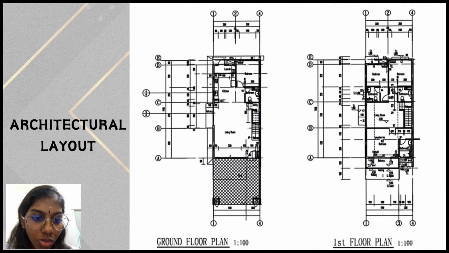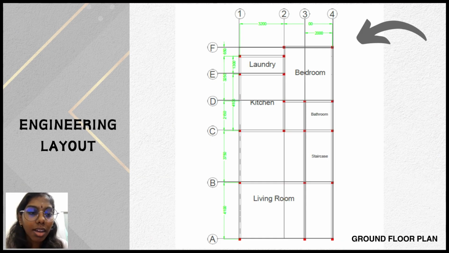There are two floors, which is one ground floor and first floor. So we designed the beam based on this plan. This one is the engineering layout for the ground floor plan. We referred to the architectural layout from DAC Properties and sketched this drawing through AutoCAD. In the ground floor, there is a bedroom, one bathroom, laundry area, kitchen area, living room, and then staircase.